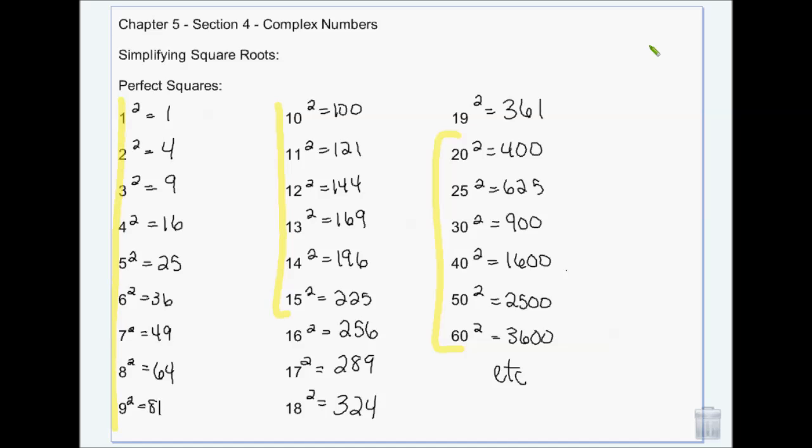This will come in handy for taking roots, because the square root of a perfect square is... well, for example, let's just say the square root of 169. Since 13 squared is 169, the square root of 169 is 13. Questions?